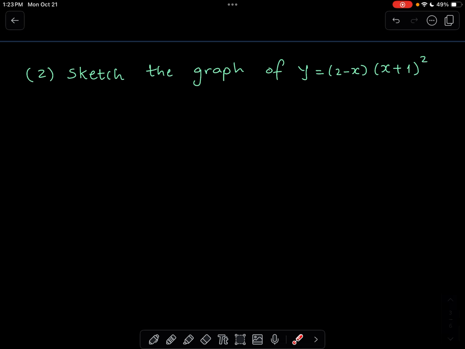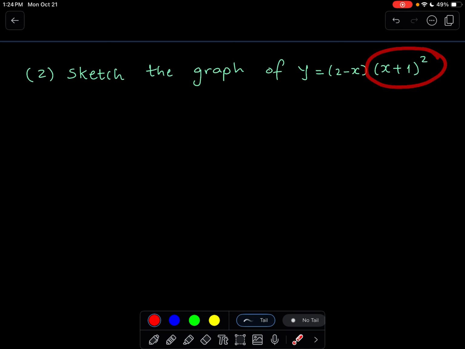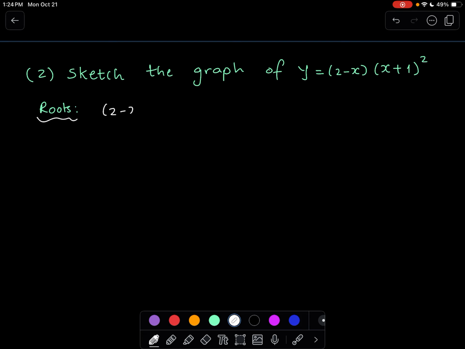Let us look at the next question. We are having y equal to 2 minus x, bracket x plus 1 squared. So the repeated root is over here. Yeah, let's identify what are the roots. So set y equal to 0.